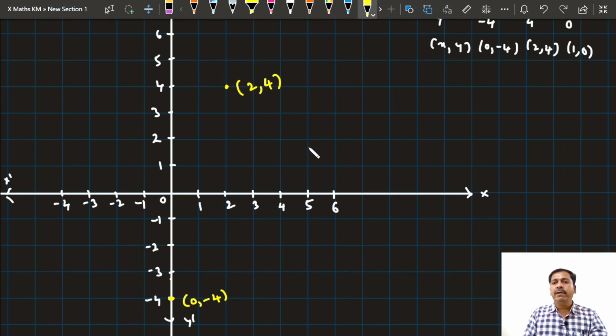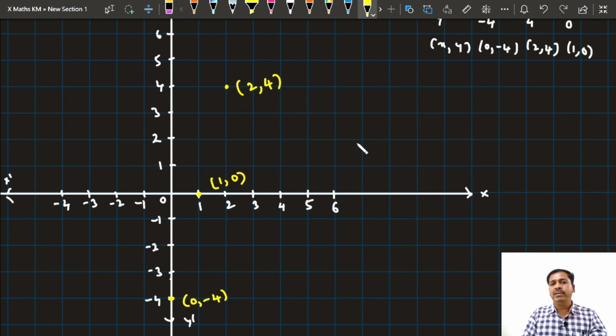And the third point is 1 comma 0. X is equal to 1 and then y is 0. It means this is 1 comma 0. This is the point on the x-axis. 1 comma 0 is the point on the x-axis. So this is 1 comma 0 here.